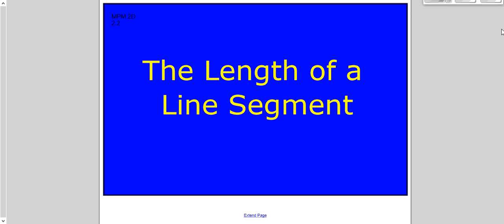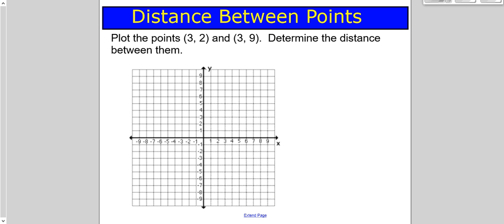Moving along, let's now look at the length of a line segment. So how long is an actual line? Suppose I gave you these 2 points, (3, 2) and (3, 9). Can you find the distance between them? Feel free to pause the video here and see if you can find the distance between these 2 points.